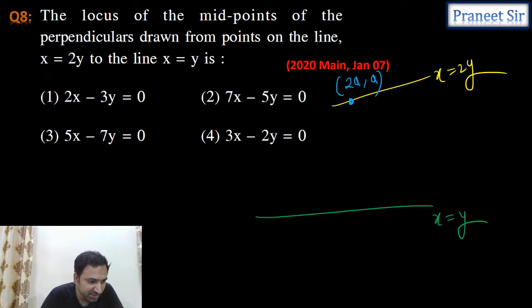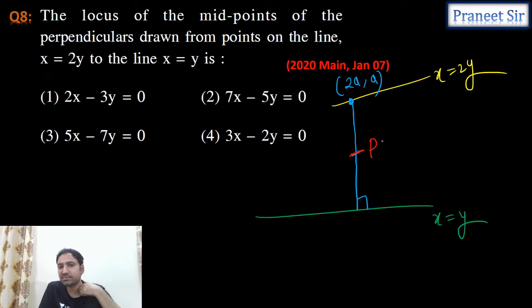Can we take any point on the line x equals 2y as 2a comma a? Yes, we can take it like this. Okay, right. And then he is taking a perpendicular from this point to this line. Perpendicular he has drawn. So we need to calculate the locus of the midpoint of this line segment, x1 comma y1.